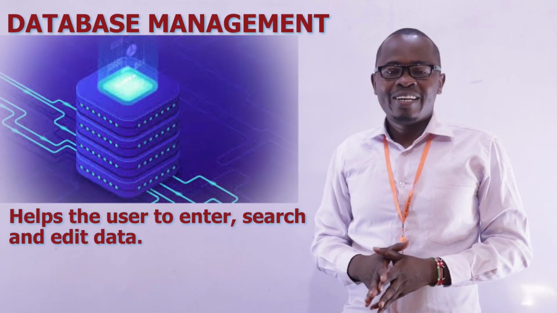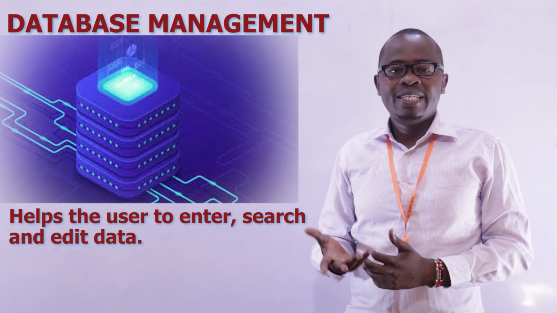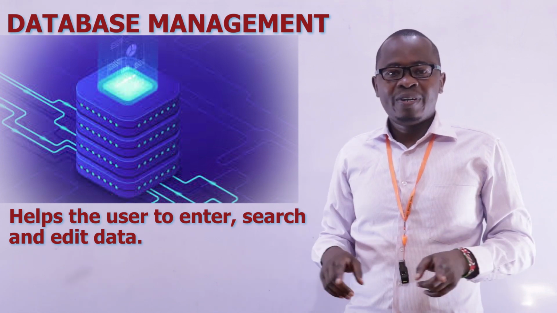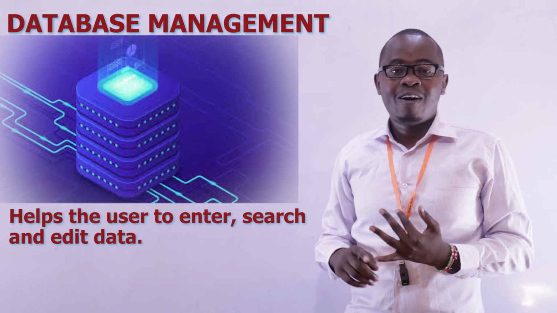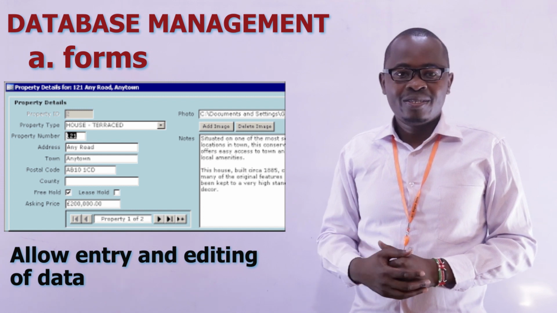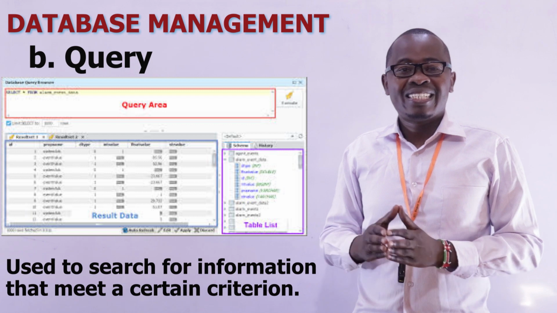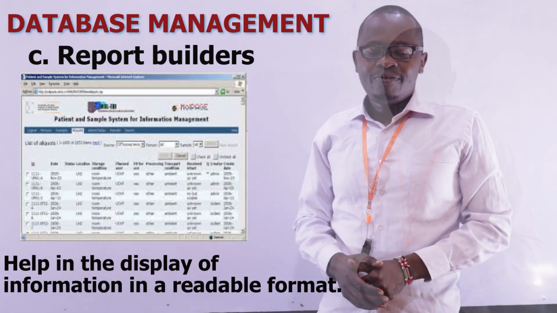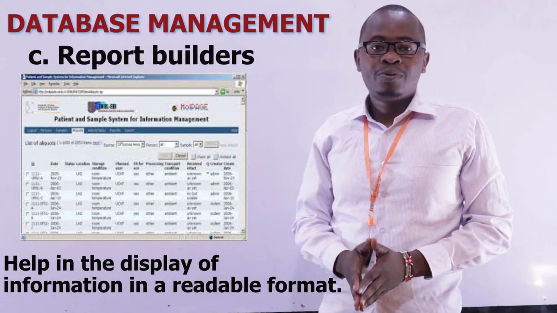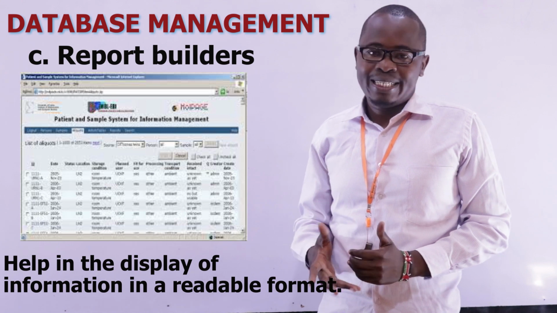We also have database. A database management system helps users to edit, enter, or search data. And this database management system has features. For instance, we have forms that help users to enter data. Another feature is a query that helps users to do a search that meets a certain criterion. The last feature of database is report builders. This one helps users to display information in a more readable format.